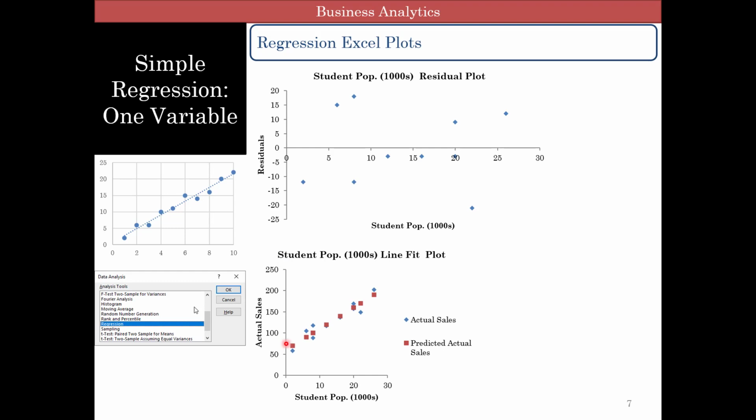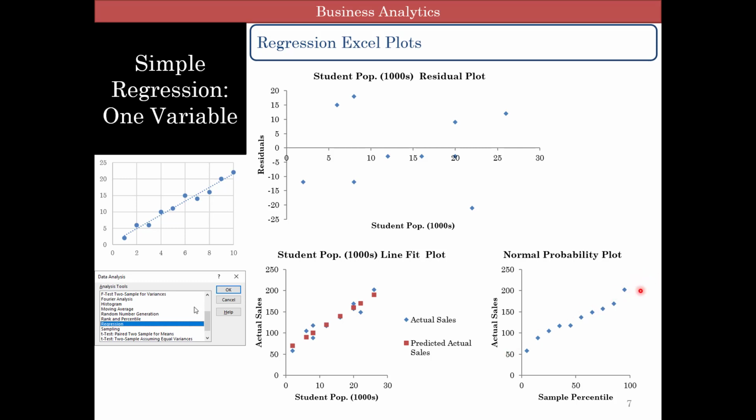This here is the line fit plot, which is the same as this. Your predicted sales come here, and here's your actual sales. And you can see that the residuals are both up and down, and there's no pattern here because this is right in the middle. And then finally, you have the normal probability plot. If your data is normally distributed, or your errors are normally distributed, this should be approximately a straight line. And we'll talk more in detail about these assumptions.